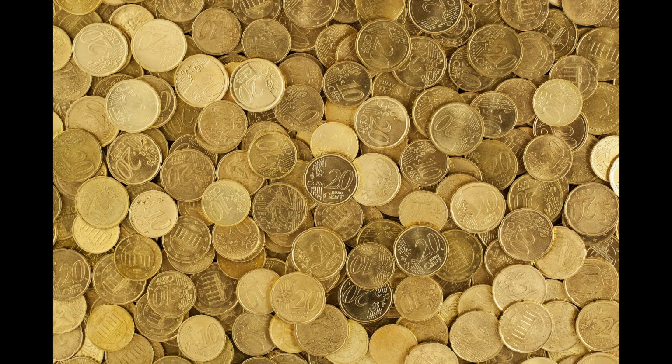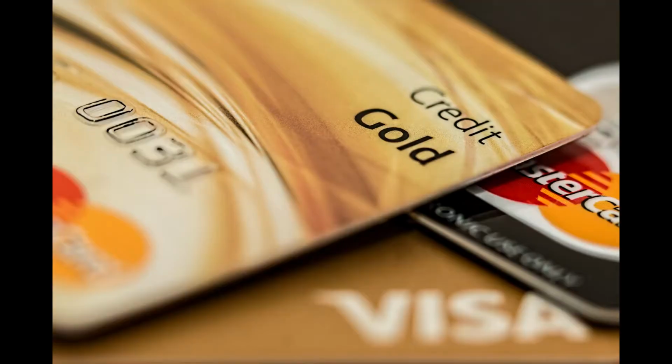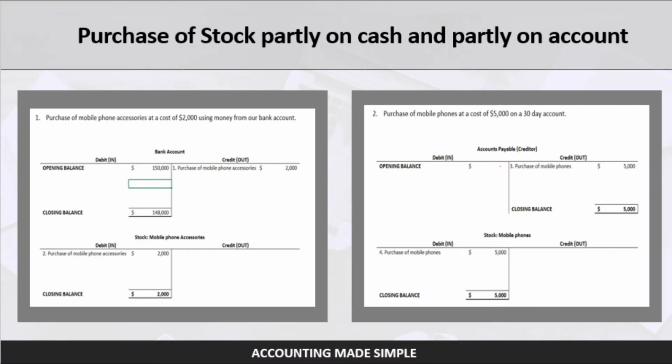Purchase of inventory on both cash and credit. Okay, let's make 2 purchases for our business now, one on cash and the other on credit. Number 1, we'll purchase mobile phone accessories from Supply 1 at a cost of $2,000 and pay immediately using cash from our bank.